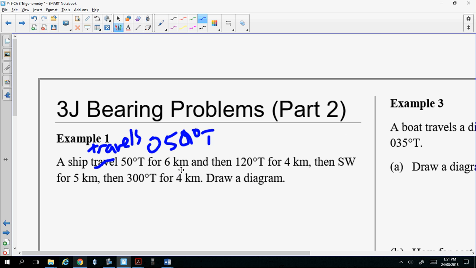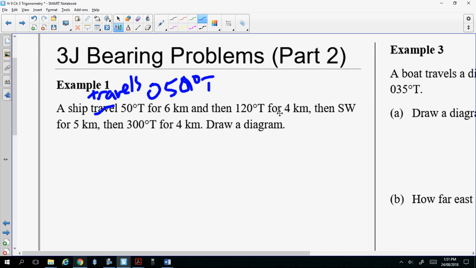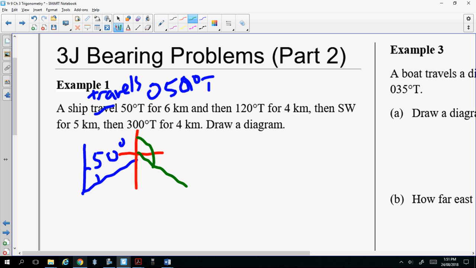Okay, this one. A ship travels 50 degrees, so you start from the north, 50 degrees, like this. And then after you change direction, you draw another cross. Every time you change direction, you draw a cross. 120, you go 120. Does that make sense? Okay, and you do that for 4 kilometers.